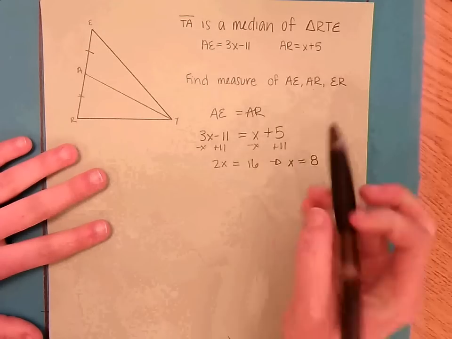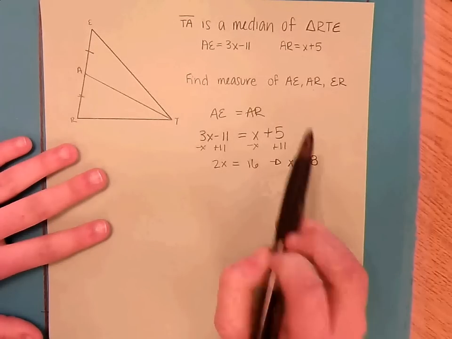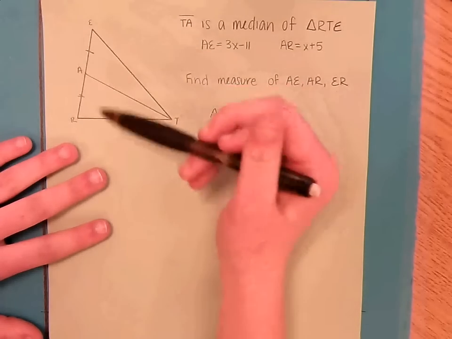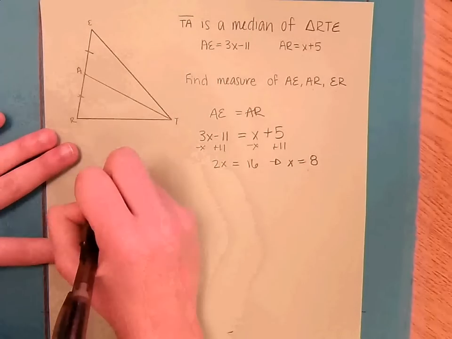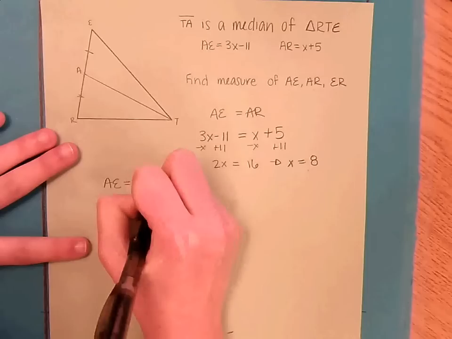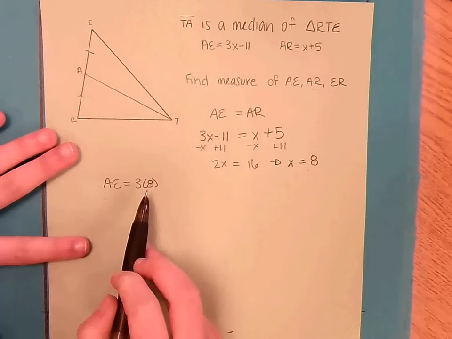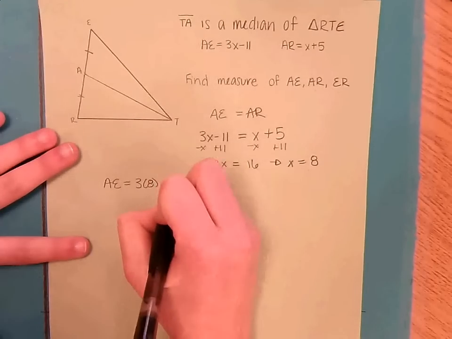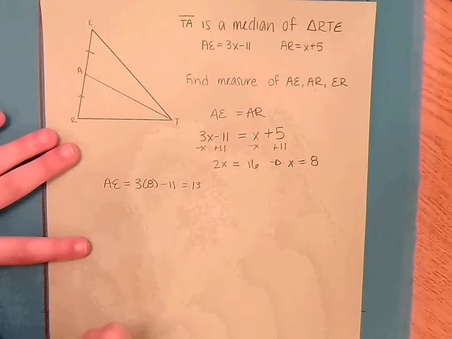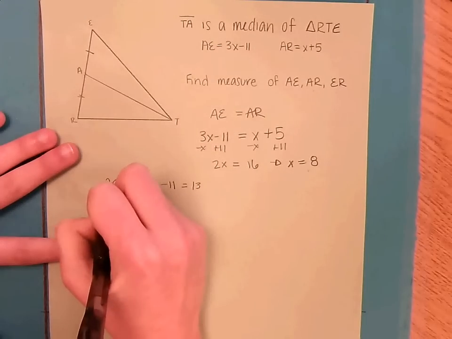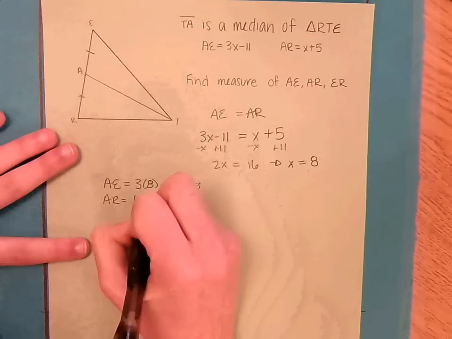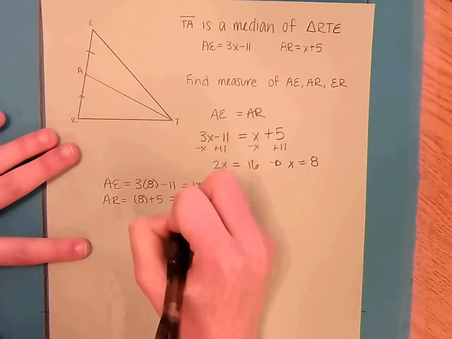So then we're going to plug the x in to both AE and AR, and then we're going to add both of those sides together to get the whole side. So we'll do AE. AE equals 3 times x, which was 8, so I put that in parentheses, minus 11. And that gives you 13. And now we're going to do AR equals x, which was 8, plus 5. And that also gives you 13.